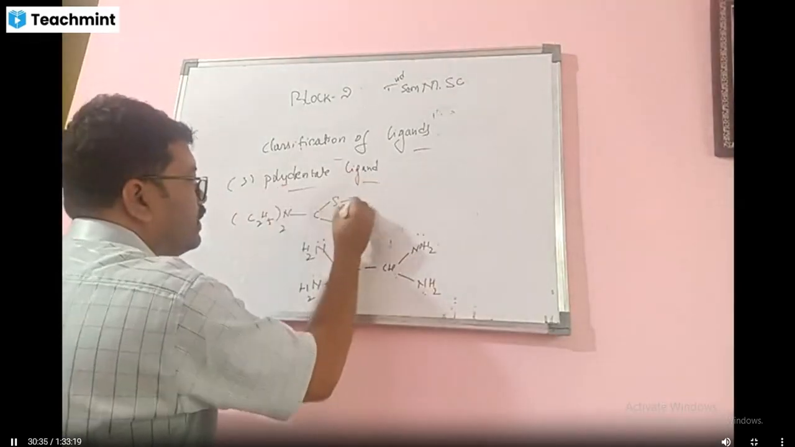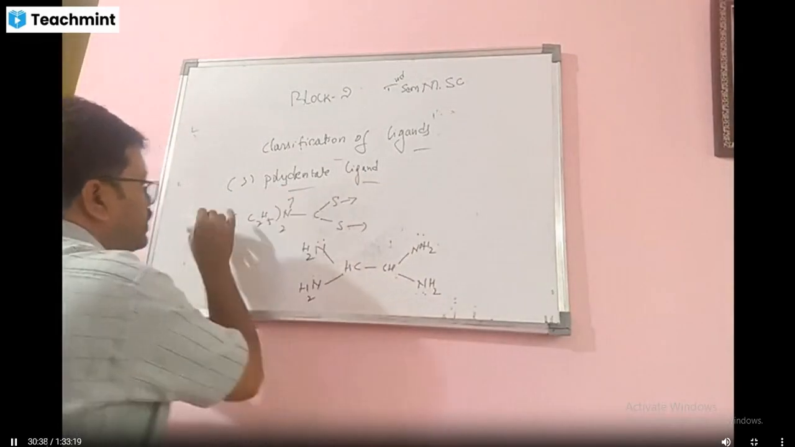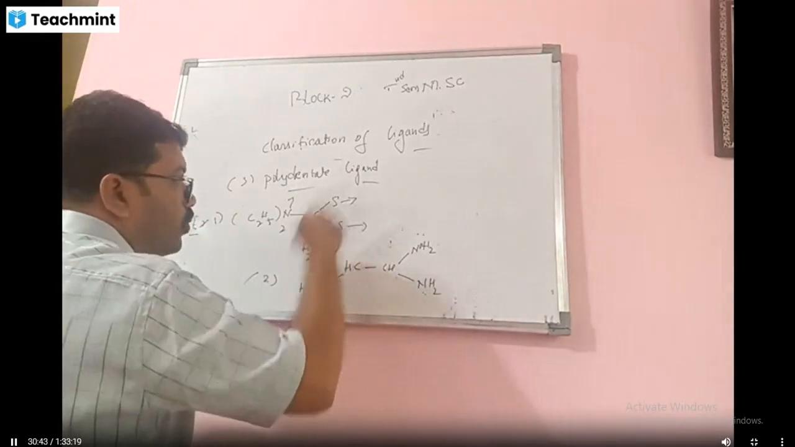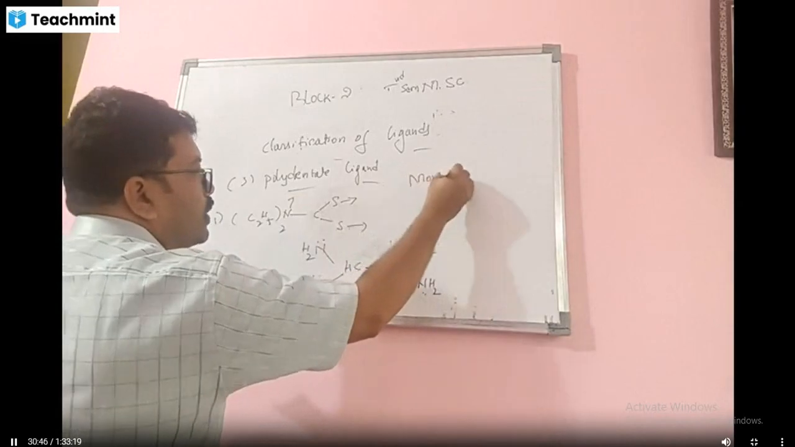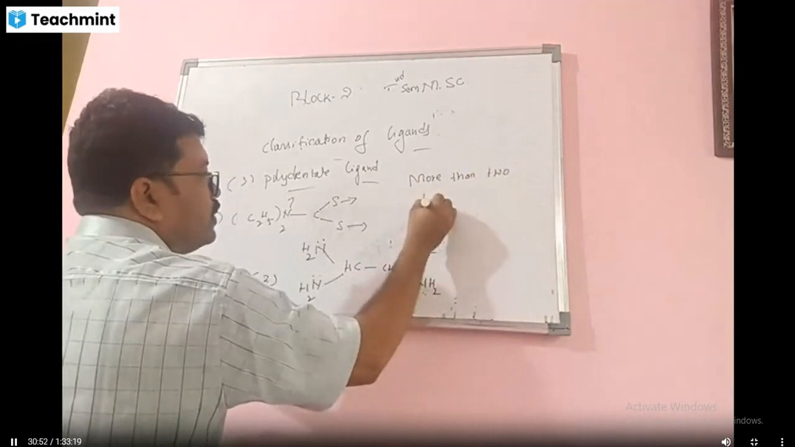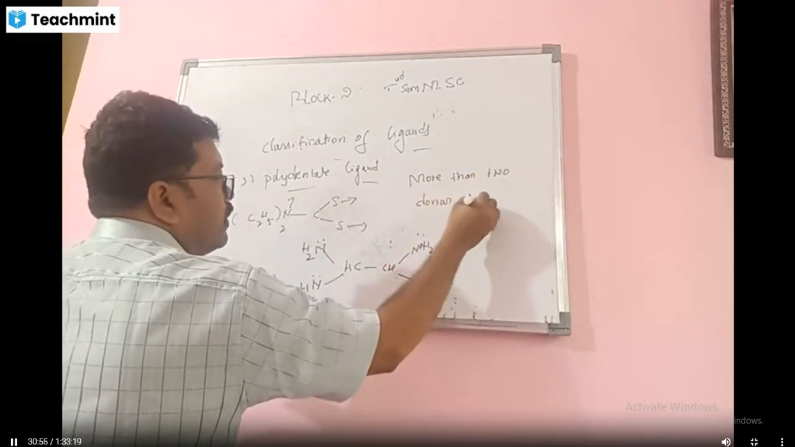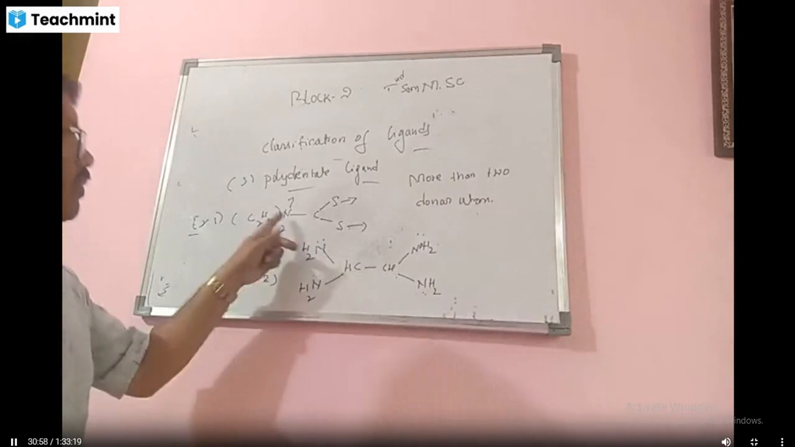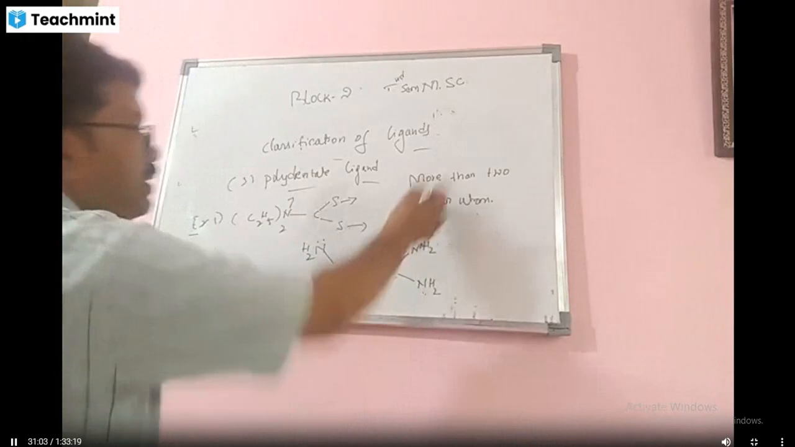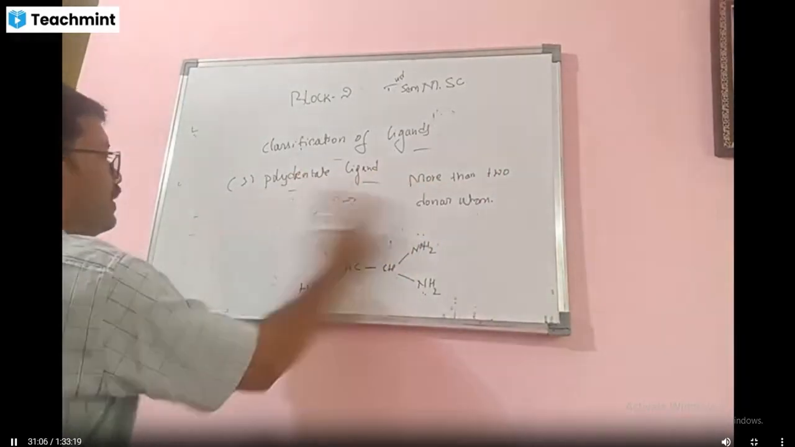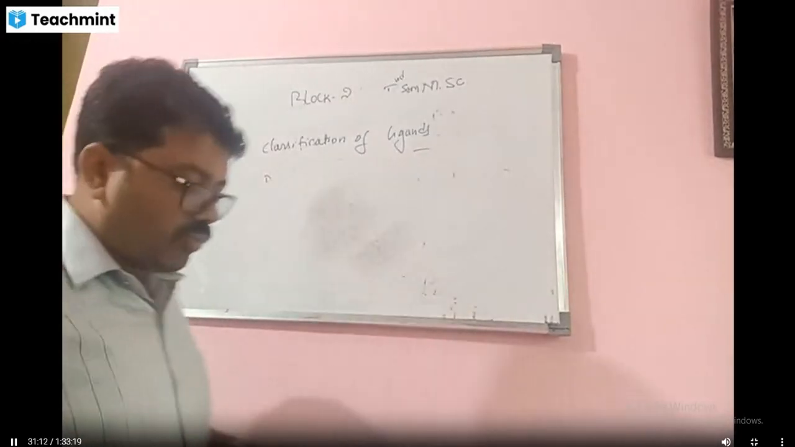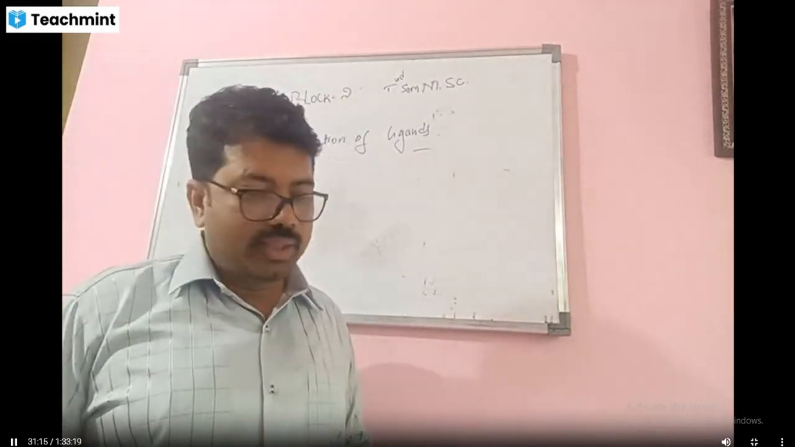Here sulfur donates, and here also sulfur donates. This is one example and this is the second example. Total 4, more than 2. A polydentate ligand has more than 2 donor atoms. 1, 2, 3, 1, 2, 3, 4. More is given in the textbook, please go through that.